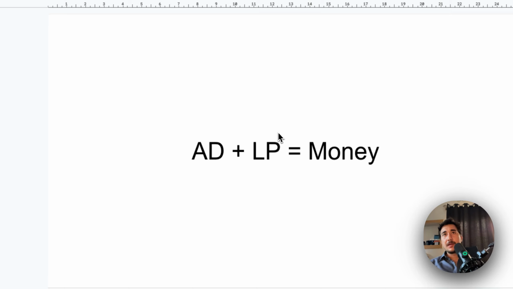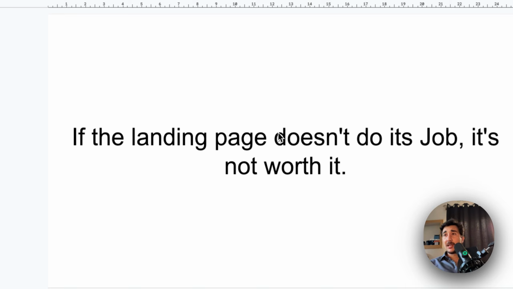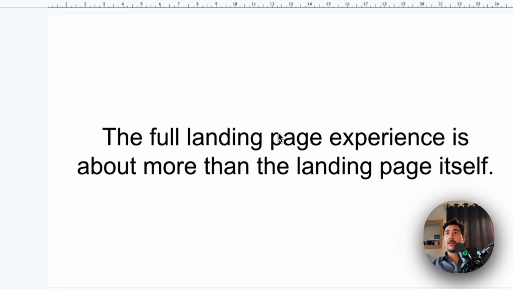So a landing page itself isn't the thing. It's landing page plus ad, and landing page plus ad is equal to money. If one thing is missing, you won't be making money. So focus on making the landing page and the ad both, so you can make a good amount of money with it. If the landing page doesn't do its job, it's not worth it. The full landing page experience is more than just the landing page. I will explain this point.